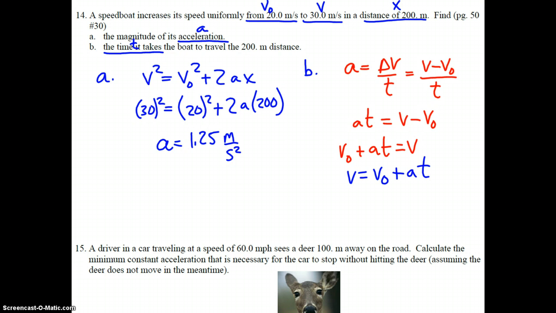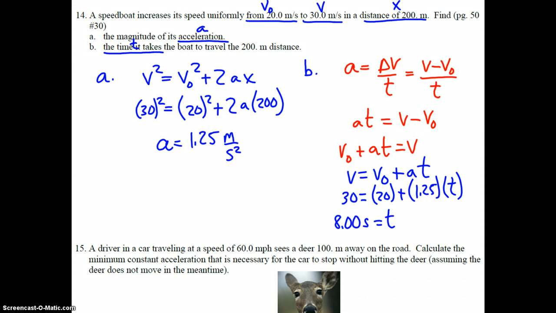Now having shown you the derivation of that, final velocity is 30, initial velocity is 20, plus a, 1.25, and our time is what we're looking for. We go ahead and algebraically solve for t. Once again, pause the video if you need time to do that, in as many steps as needed for you. And we should get an answer that is 8.00 seconds.